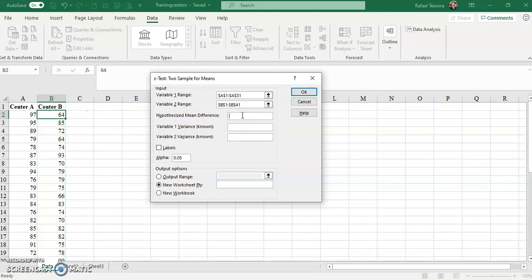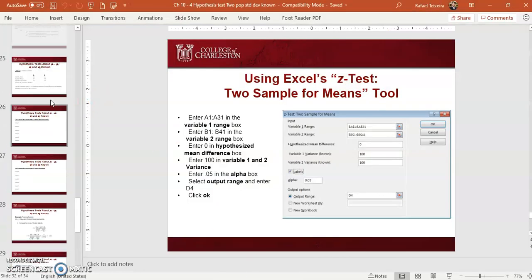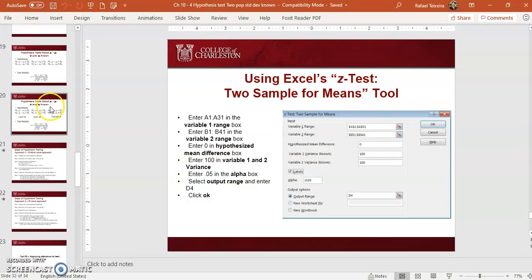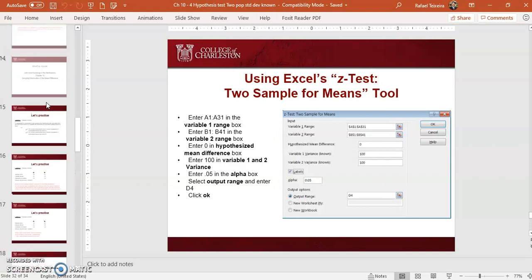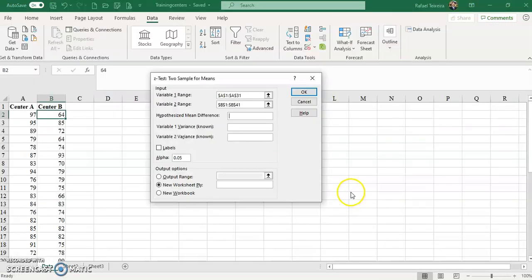What is the hypothesized mean difference? Remember, for our class, the hypothesized mean difference is always 0. I went over that with you many times. This is always 0. So if I go to Excel, this is 0, the hypothesized mean difference.